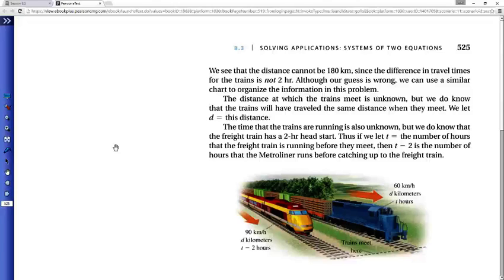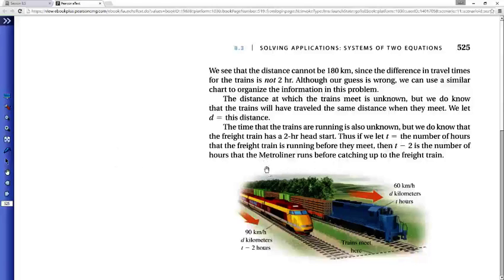We see the distance cannot be 180 kilometers since the difference in travel times for the trains is not 2 hours. Although our guess is wrong, we can use a similar chart to organize the information on this problem. The distance at which the trains meet is unknown when they meet, right? But we do know that the trains will have traveled the same distance when they meet. That's a pretty important fact. So in other words, d, distance, will end up being the same for both of these equations.